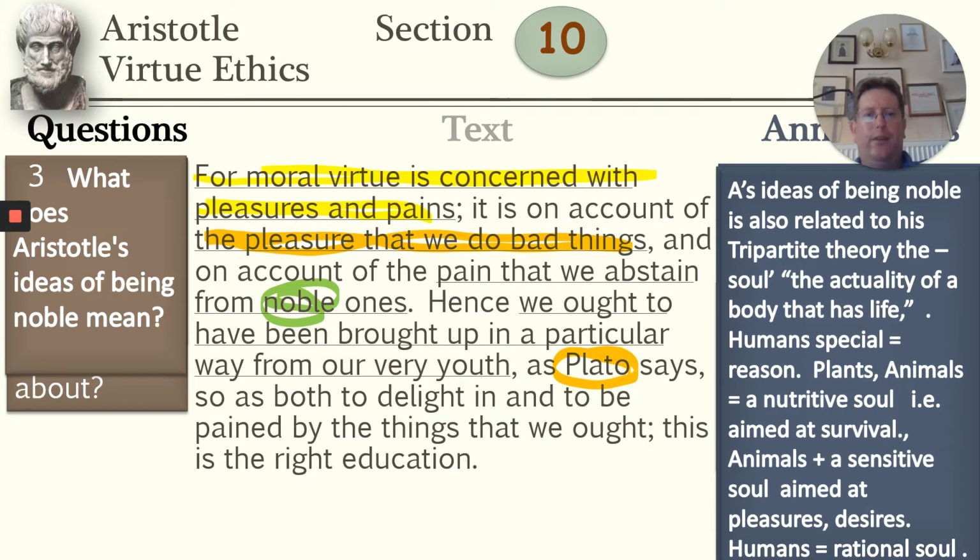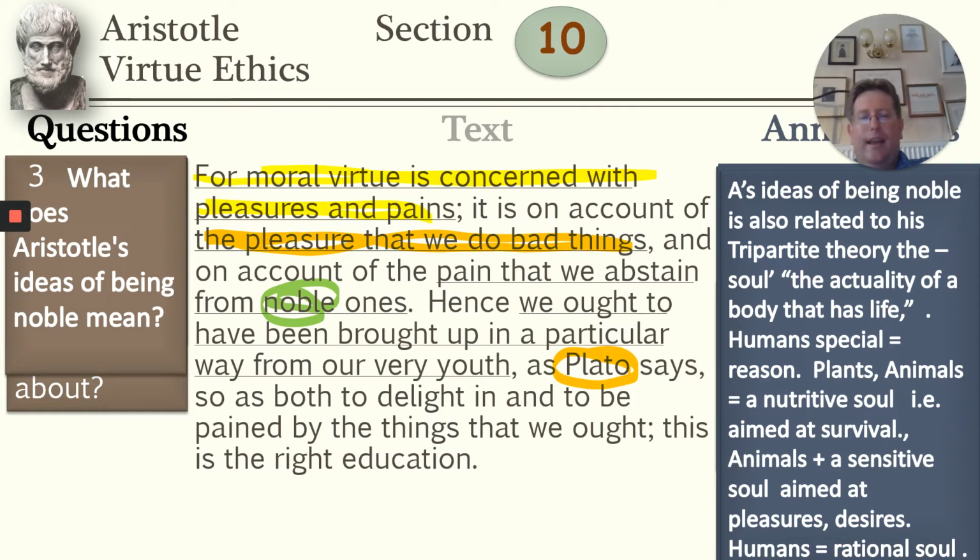Aristotle has a different theory of the soul. He talks about the soul as the actuality of a body that has life. Remember his idea of potentiality and actuality? Well, it's the soul that gives it an actuality, animates it. It's the telos of the body, as it were. And lots of things have soul, but humans are special because they have this thing called reason.